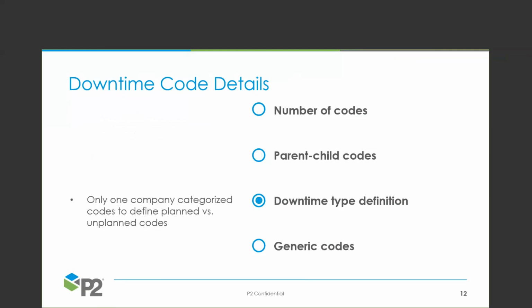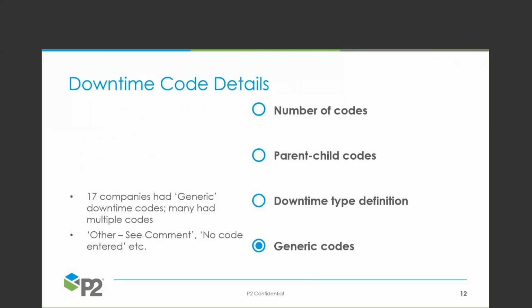With regards to the downtime type, of the companies in the study, only one clearly defined them as specifically planned or unplanned types. For the remainder of the companies, it was a really manual process for us to go through and determine which codes were planned versus unplanned from within the study.